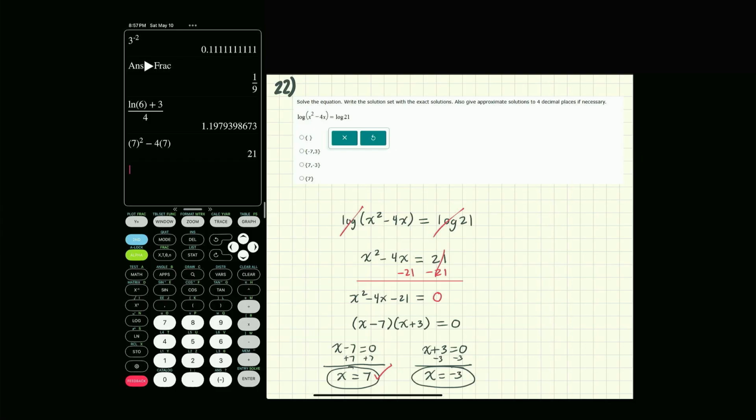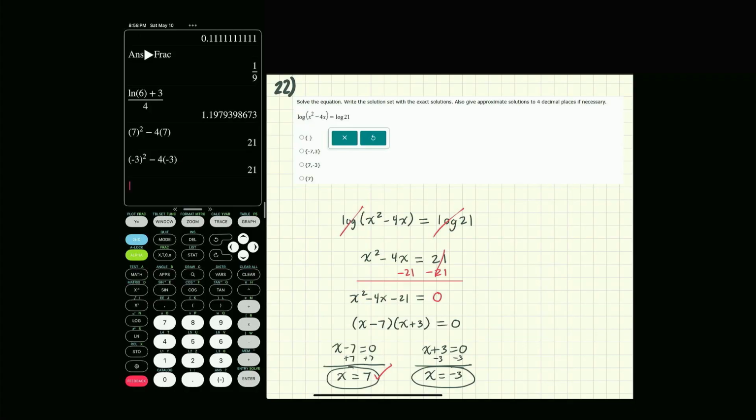Let's check negative 3. So again, in parentheses, I'll put negative 3, and then that's squared. Minus 4 times negative 3. Really don't forget those parentheses wrapped around whatever number you're plugging in. And that's also a positive 21. So both of those answers worked. I wasn't expecting that to work, but it did. So 7 and negative 3 are our answers, which is answer choice C.